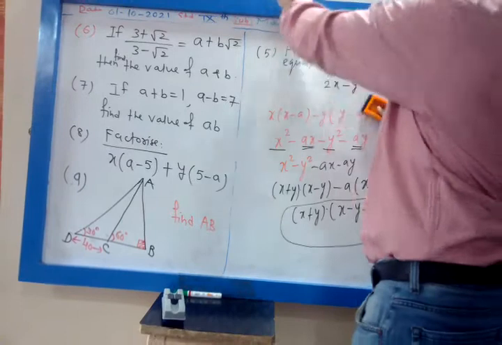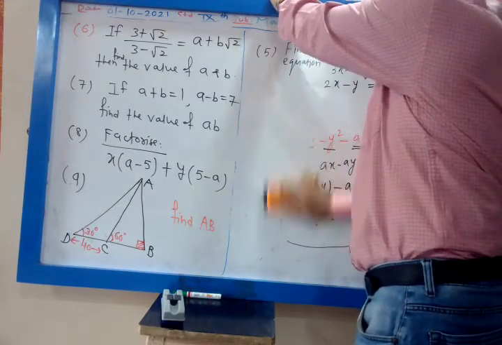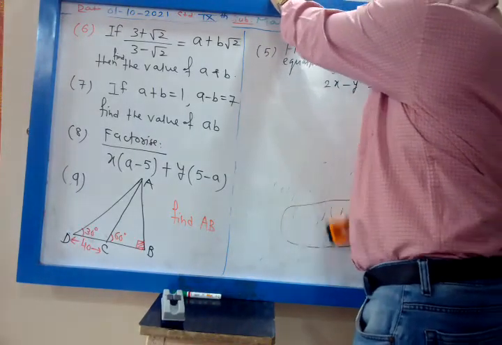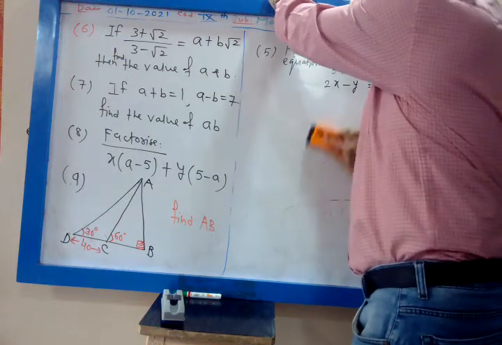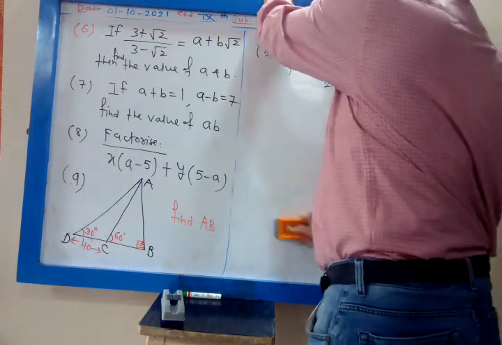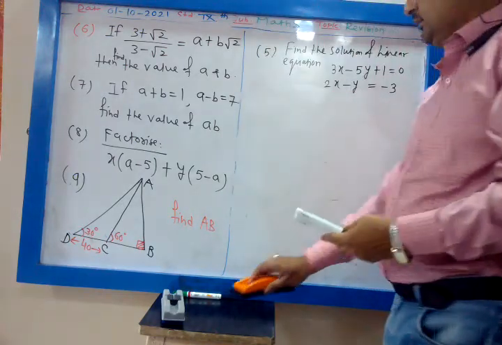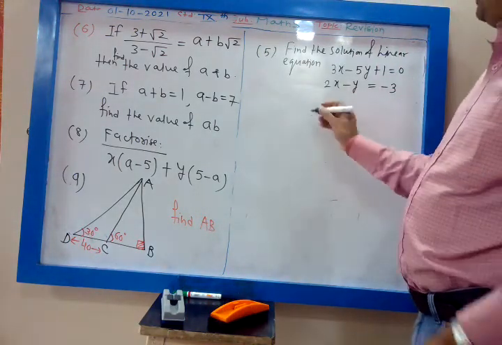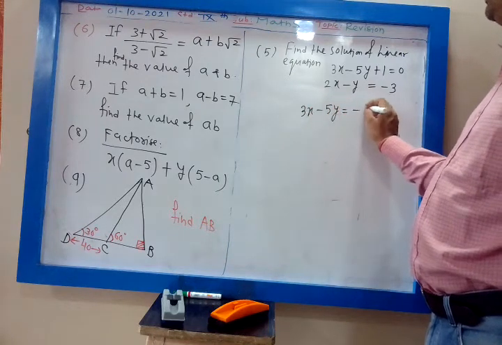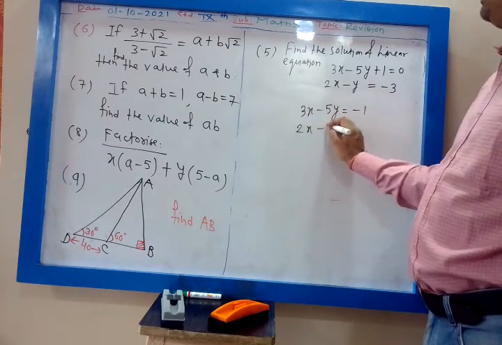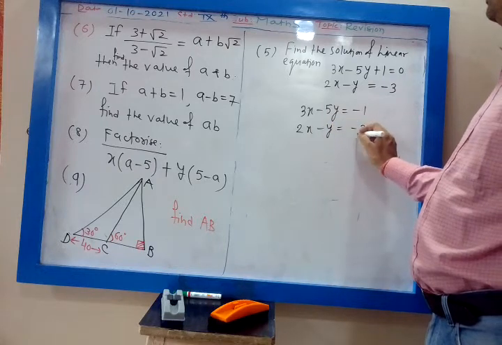So this one, fifth one, others you solve the problem. Fifth one, let me discuss. Those who are not able to solve this, you are free to use any method. So 3x minus 5y is equal to minus 1, equation 1. 2x minus y is equal to minus 3, equation 2.